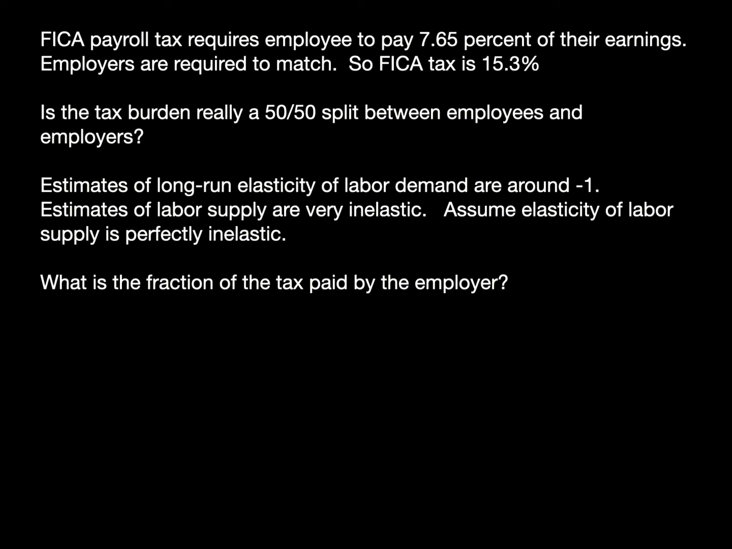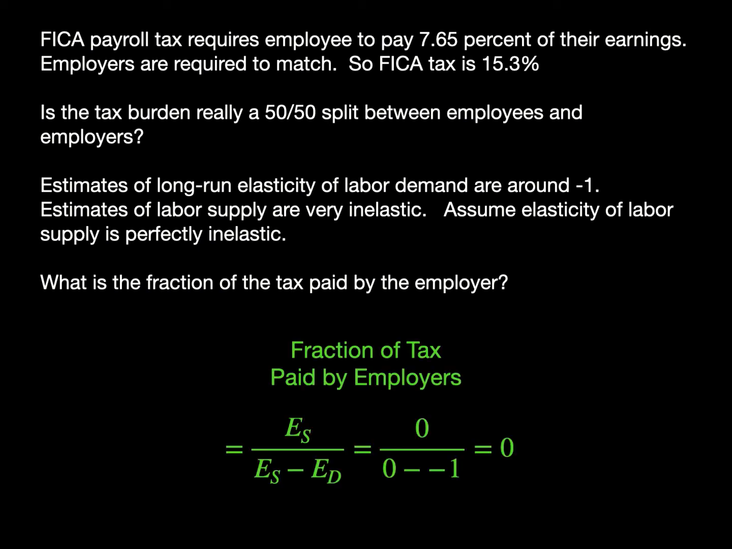This is an ad valorem tax, but the pass-through fraction still applies. What is the fraction of the tax paid by the employer? If labor supply is perfectly inelastic, the elasticity of labor supply is 0. Plugging in the values for the elasticity of labor supply and the elasticity of labor demand, we get that employers pay 0% of the payroll tax. This means that workers pay the entire payroll tax.